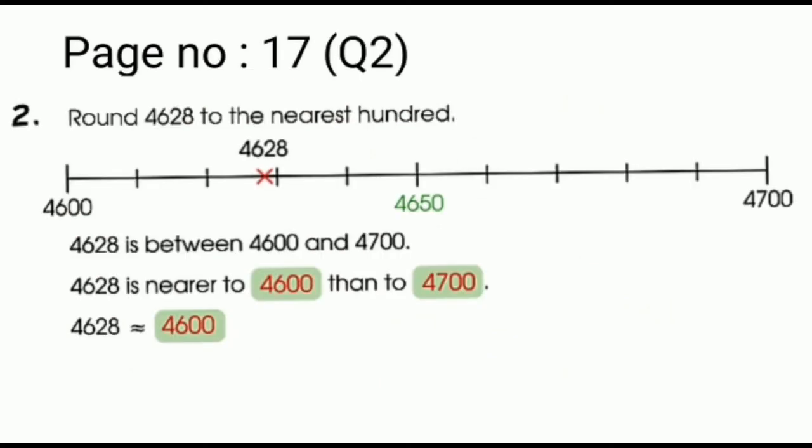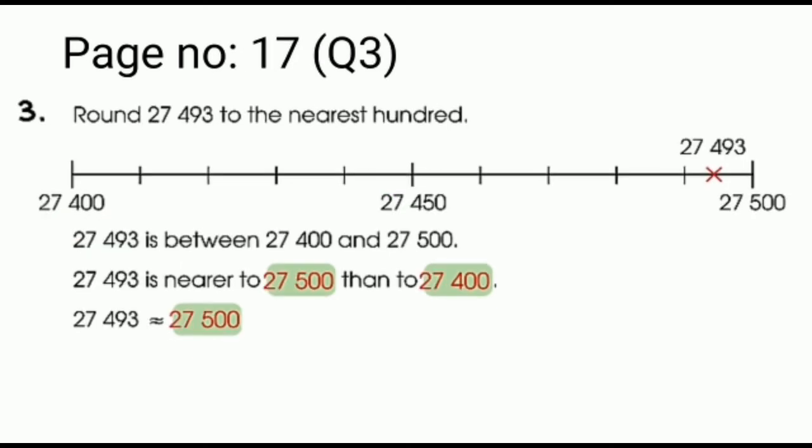Next example, page number 17, question 2. Round 4628 to the nearest 100. Here you can check again the last 2 digits, 28, and these are less than 50, so that's why it will be rounded off to the previous 100, which is 4600.